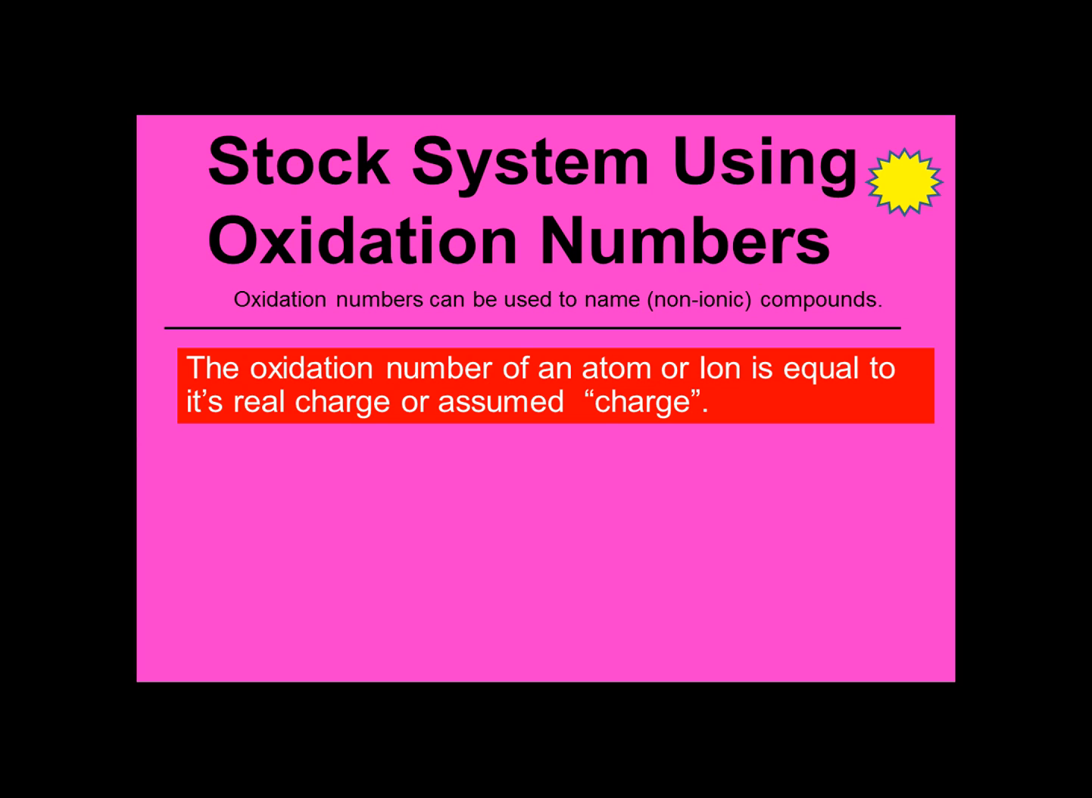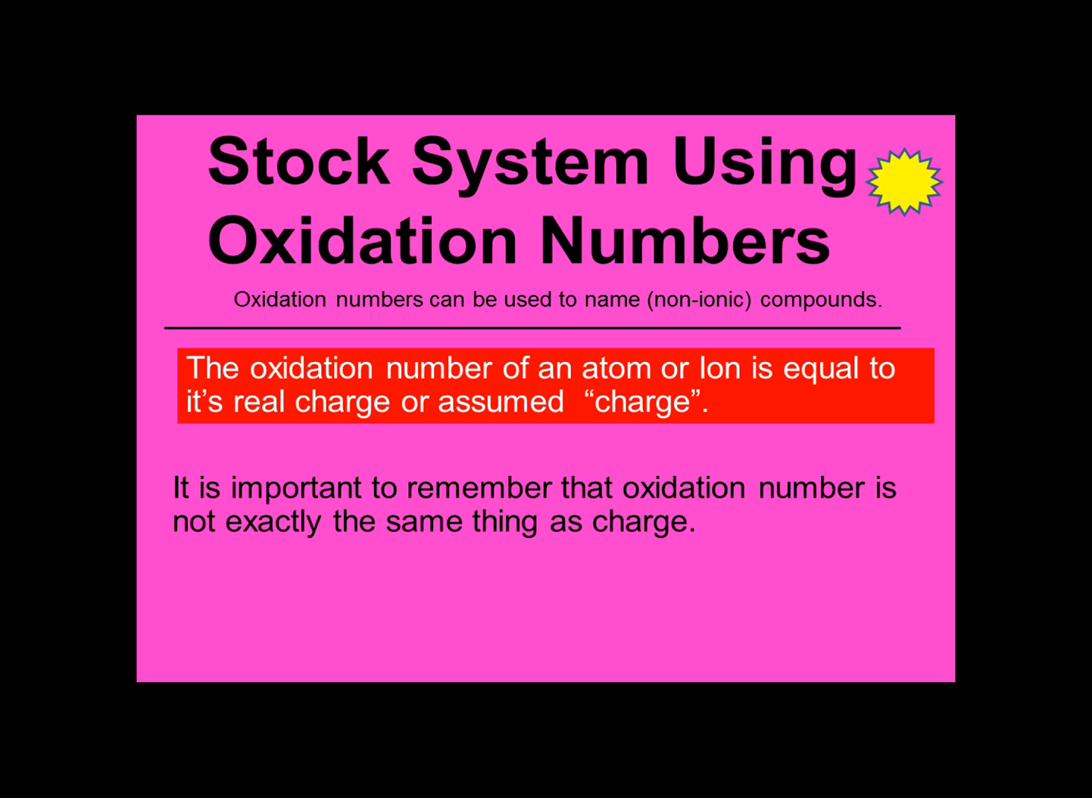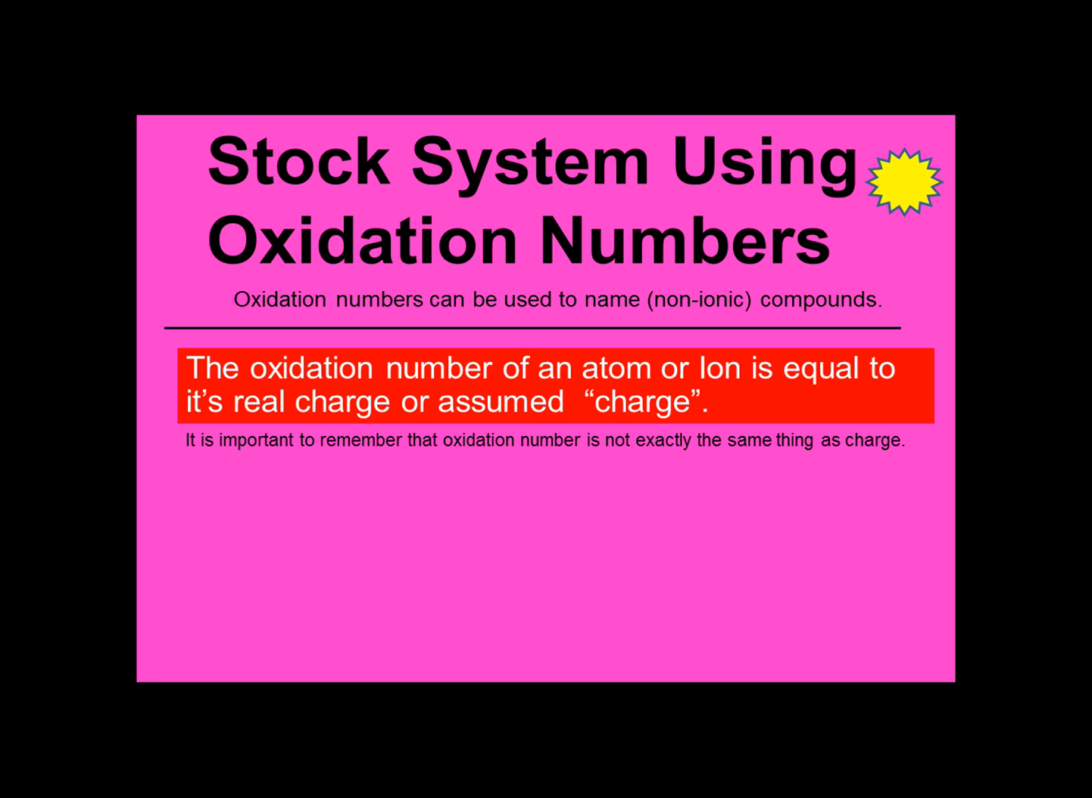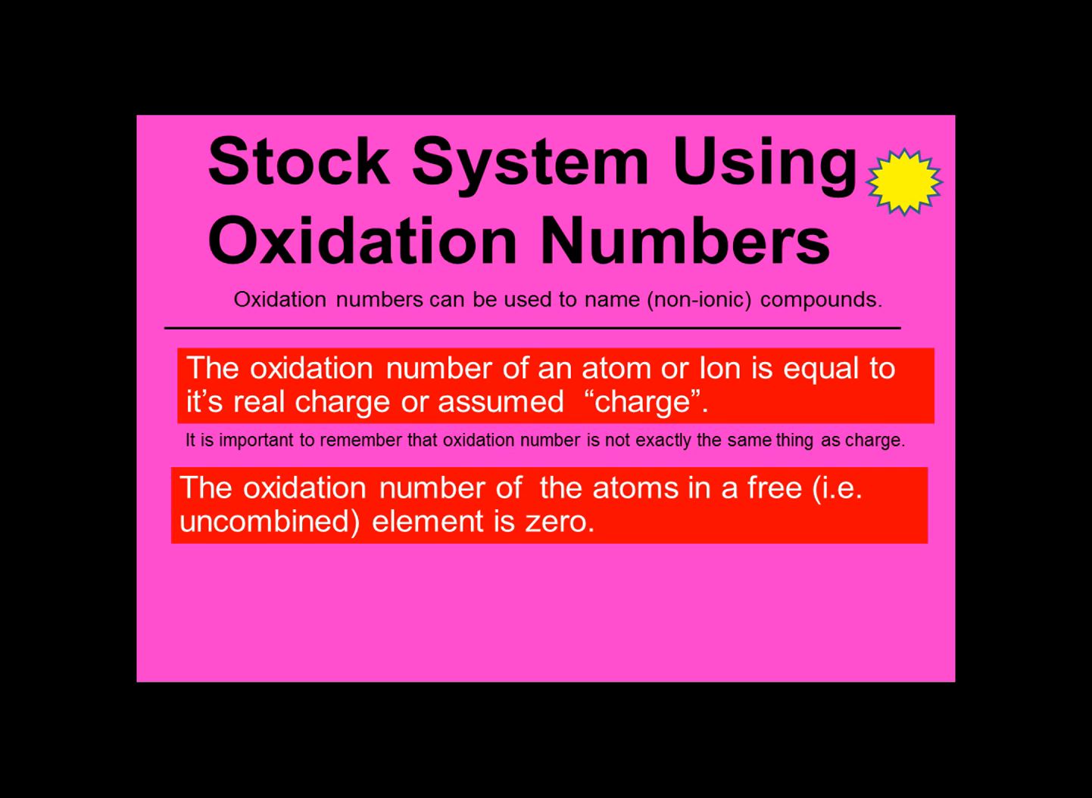Alright, this first rule: the oxidation number of an atom or ion is equal to its real charge or its assumed charge. Now it's important to remember, as I said, oxidation number is not exactly the same thing as charge. Alright, the next rule: the oxidation number of the atoms in a free or uncombined element is 0.